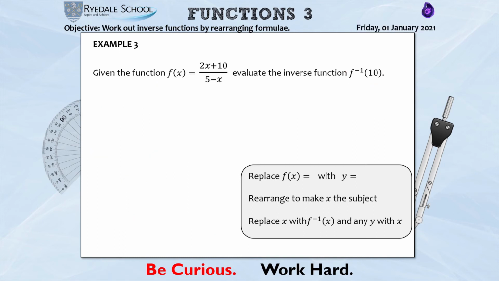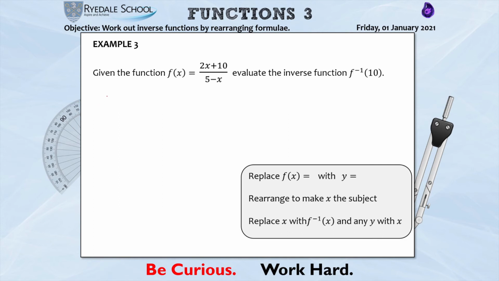So for my third and final example, we're going to look at a more complicated function, one where the variable appears twice. And you might remember rearranging some of these sorts of questions earlier in the year. So it says, given the function f(x) is equal to (2x + 10) divided by (5 take away x), evaluate the inverse function f⁻¹(10).